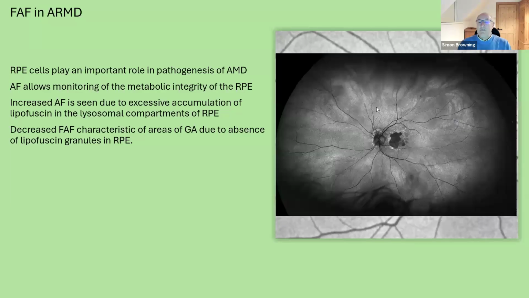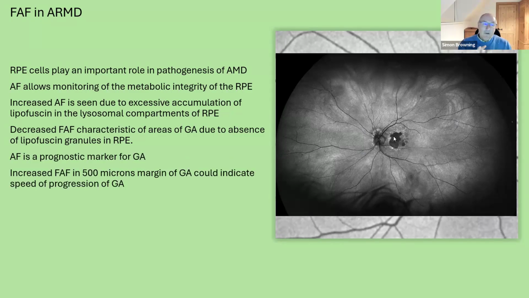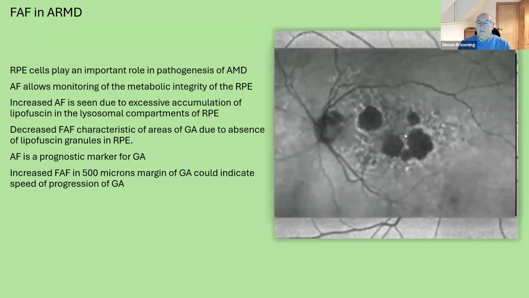But the geographic atrophy here, again, is due to the absence of lipofuscin granules in the retinal pigment epithelium, so you're just not getting anything there. And this autofluorescence is a prognostic marker for geographic atrophy, because this ring around the edge of geographic atrophy areas is very important. This 500 micron margin, the brighter that is, the more aggressive the geographic atrophy is likely to be. And you're liable to notice that increasing over time.